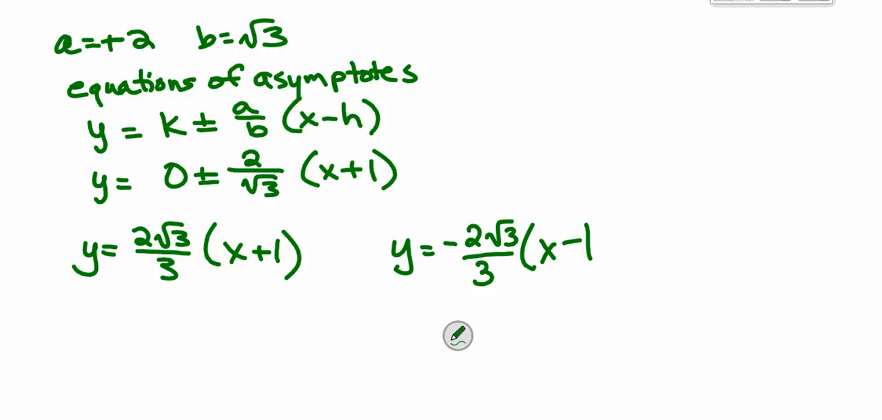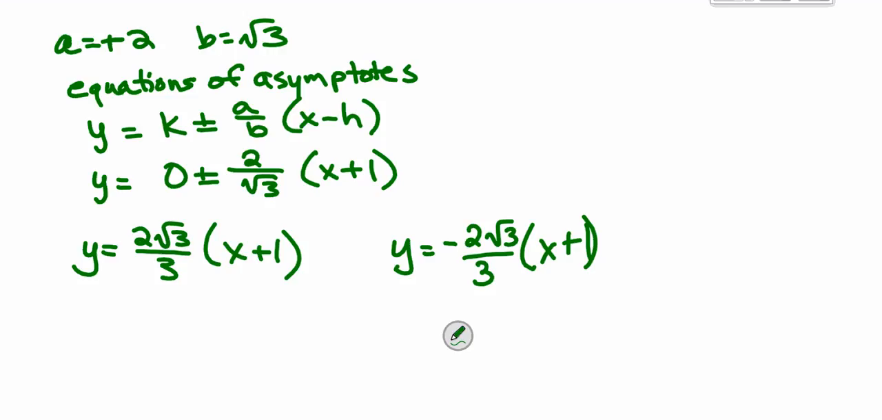And I think that I forgot to do a little thing with my equation. Let me just kind of pause a moment and look at that. So, oops, plus 1. There we go. And so that's the equations of the asymptotes.